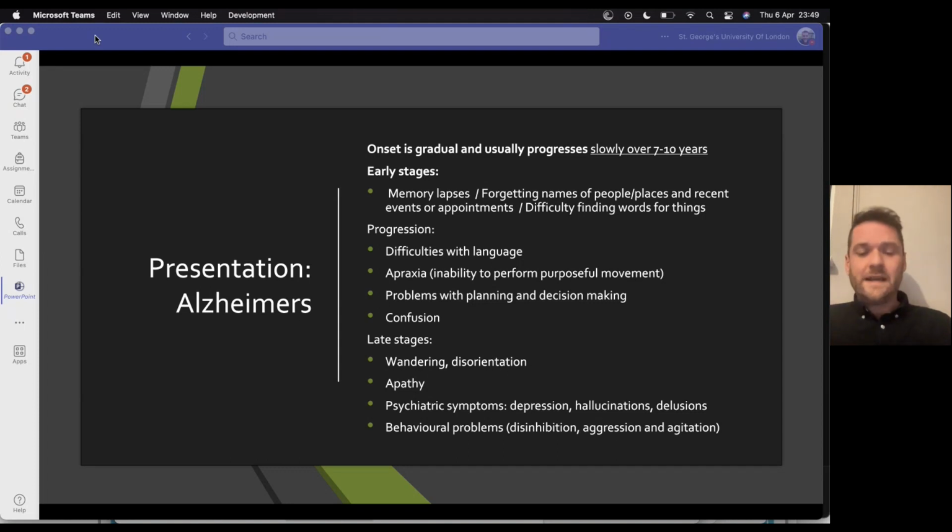So psychiatric symptoms is the key there, and also behavioral problems, so disinhibition, aggression, and agitation. I think in your case this week, your patient had quite a lot of agitation. He was forgetting words for things, but he was also getting quite agitated and quite frustrated at his partner over very small things, which again may sound like a normal aging person, but it's just putting it all together.